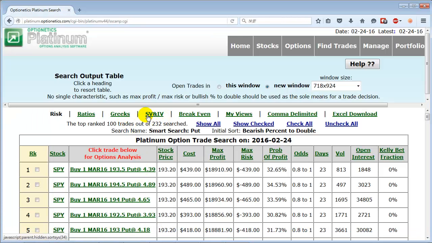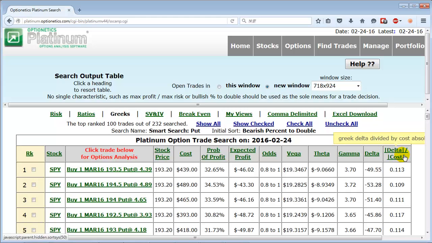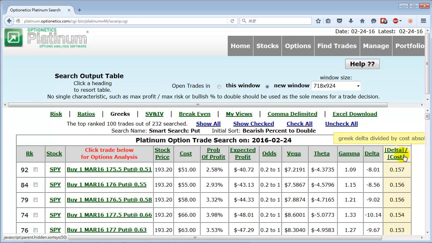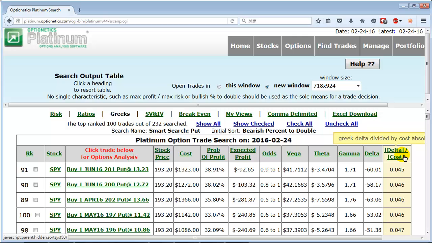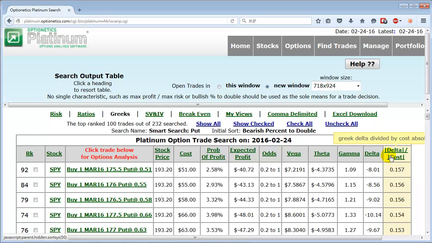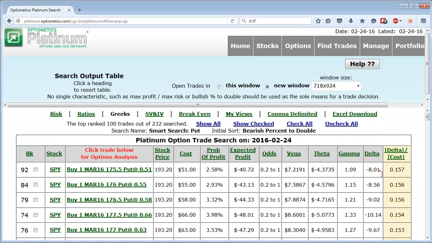Now again, we can go to the Greeks, we can arrange it by delta versus cost, and we want to switch to the most, okay, so this is the best in this case for this ratio, and here we get a -8 delta. So what that means is if you buy this put option, it's going to cost you $51, and every time SPY moves down $1, you gain $8. That's what the negative delta means.